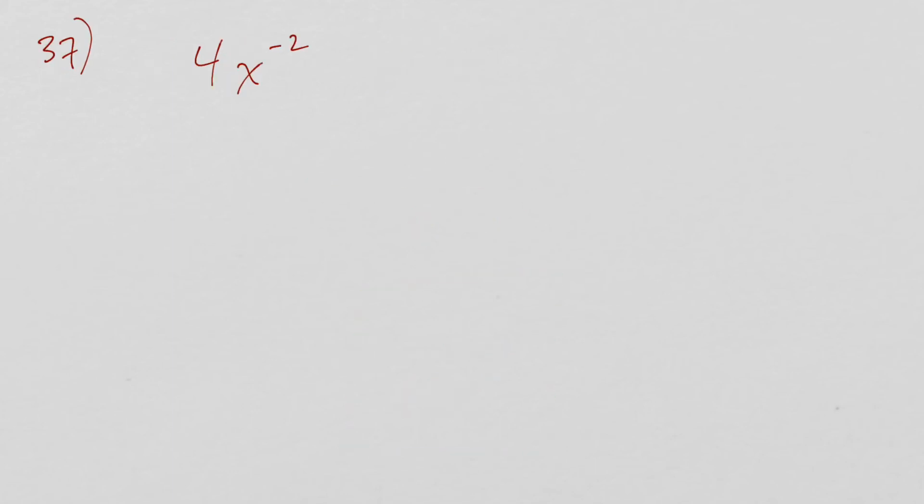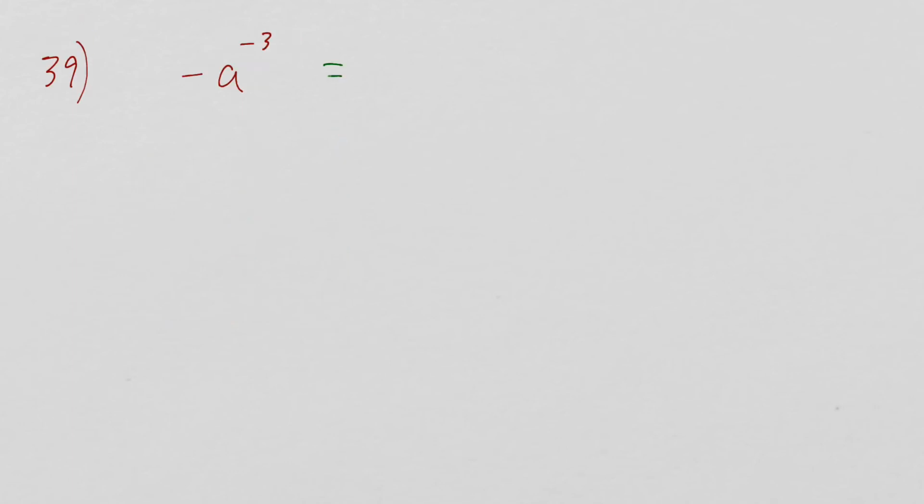Okay, in this problem, there is no parentheses, so that 4 is not affected by that exponent, so it remains up in the numerator. Let me do this in a different color. So the 4 remains up in the numerator, but the x to the 2nd becomes an x to the positive 2nd in the denominator. And then we can't simplify any further, so that's our answer.